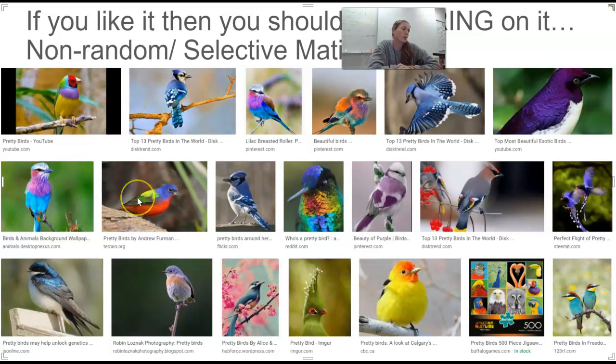And so I just screenshotted a bunch of really pretty birds because they're good examples of selective mating. Only the prettier male birds are the ones that actually get selected. And so those are the alleles that are going to be represented in the next generation. One thing I want to point out is that it truly shows that fitness is your reproductive success. So like these birds are the ones that get to pass their genes on to the next generation because those are the ones that the mates are looking for.